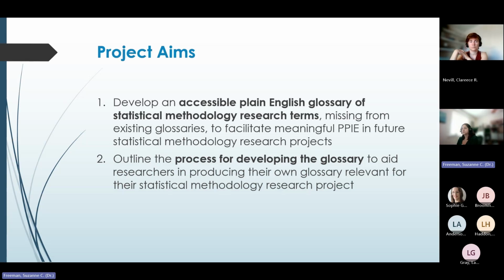Our second project aim was about outlining the process for developing the glossary. So our aim really here is to explain what we've done and why we've done it that way, so that other researchers can go on to develop their own glossaries in future that are specific to their statistical methodology research projects, and also to communicate some of our learnings from doing this process in the first place, so that researchers can learn from us and maybe not repeat some of the mistakes we made.